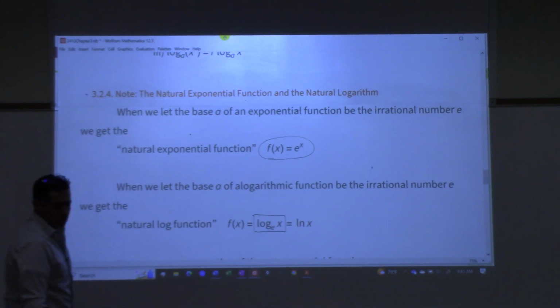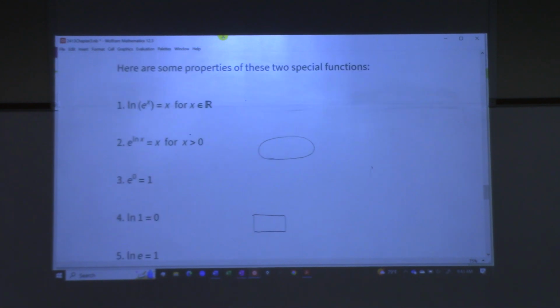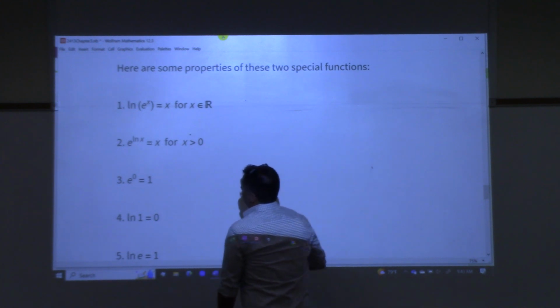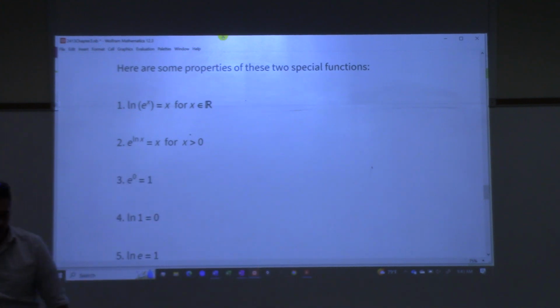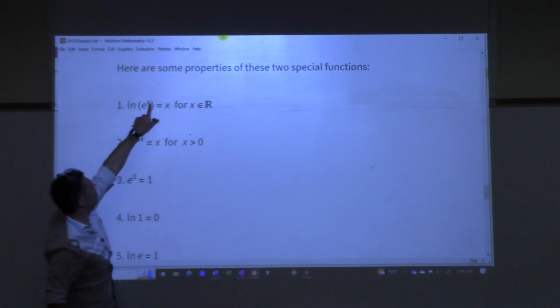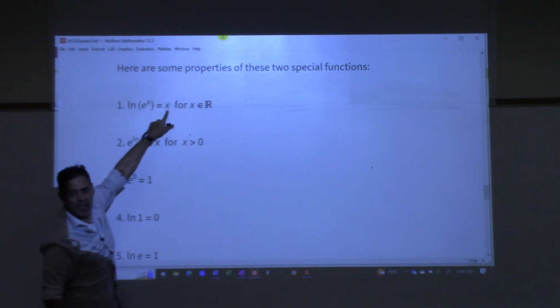Okay, so we have the natural log is the inverse of the e to the x. Let's look at some properties. The whole idea of the inverse, the logarithm, is to undo the exponential. So look at that first property. It says that if you take the natural log, and inside of it you put the e to the x, these two functions are inverses of each other, right? So they kill each other off. So it's like you first plug x into this, and then you do its inverse. The x should come out unchanged.